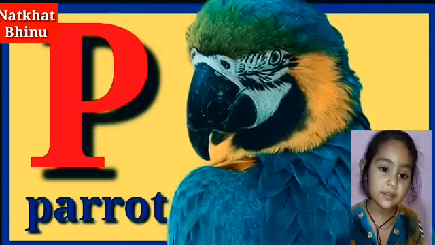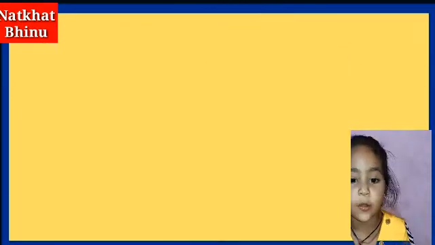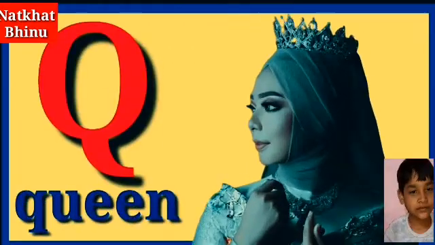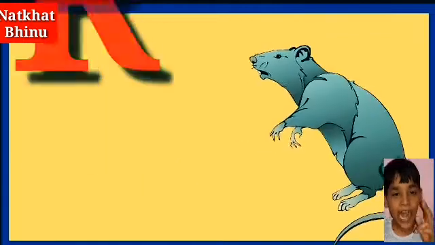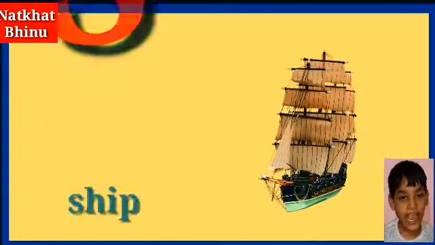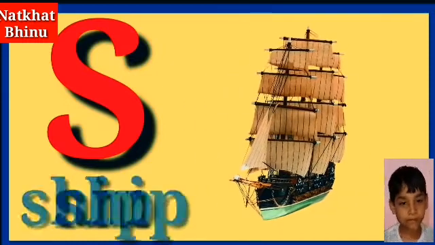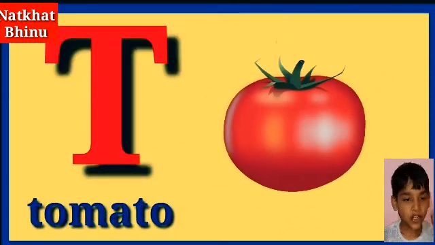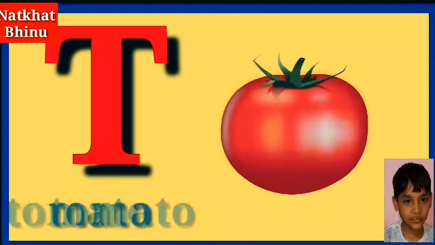P for parrot. Q for queen. R for rat. S for sheep. T for tomato.